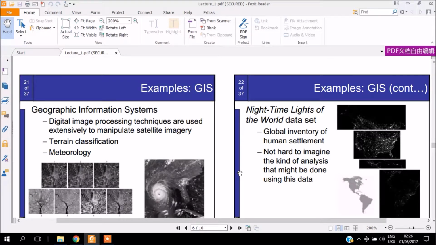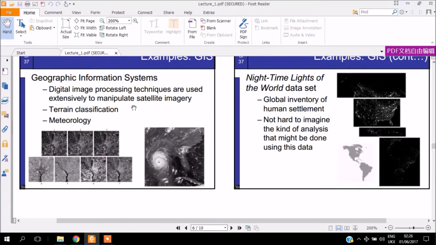Okay, moving on to the next example, geographic information systems. They are used to manipulate satellite imagery, for example, terrain classification or meteorology, or in helping to know the location of cyclones, for example. This is how they located the cyclone Mora, which just happened very recently.